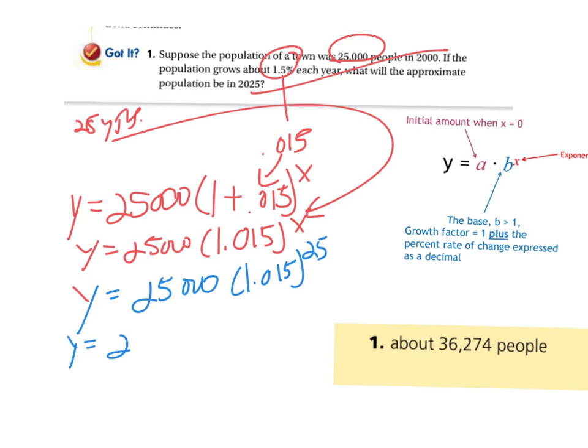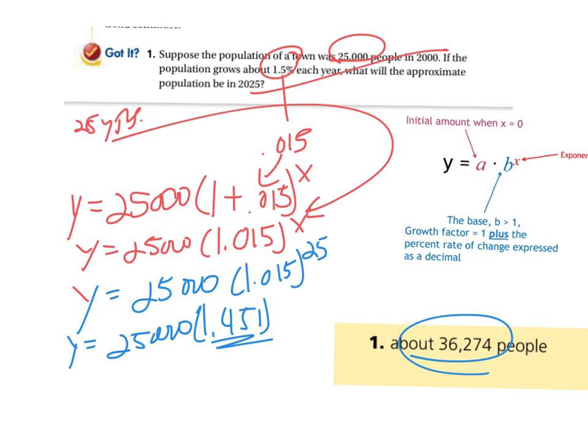Y equals 25,000 times 1.451. Which, again, this is rounded, by the way. You use your calculator, and it goes on forever, obviously. So that's going to give us about 36,274 people. It's like 36,273.6 or something like that. So we don't have 0.6 people because, that's gross. So 36,274. Don't forget the label, people.